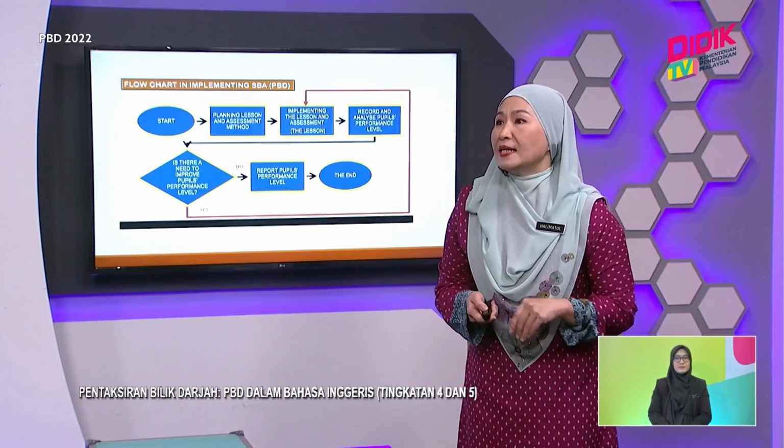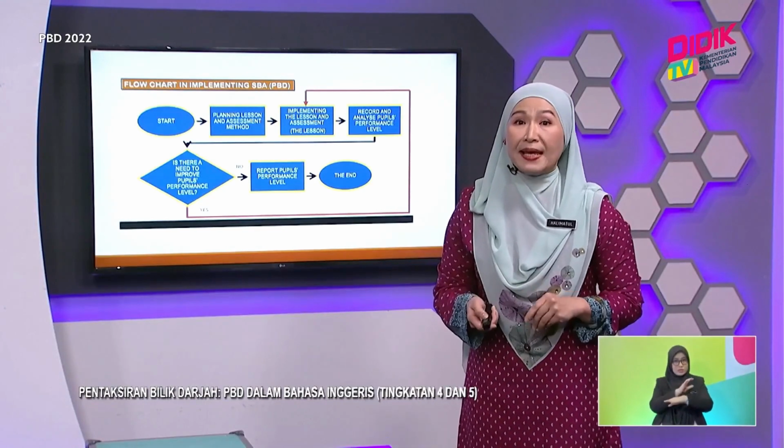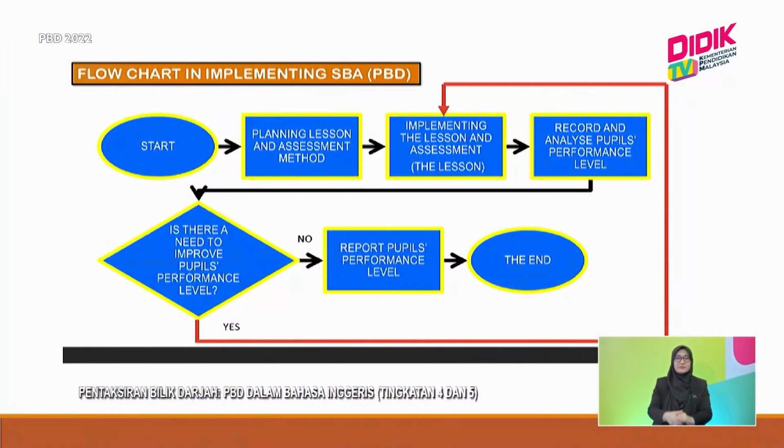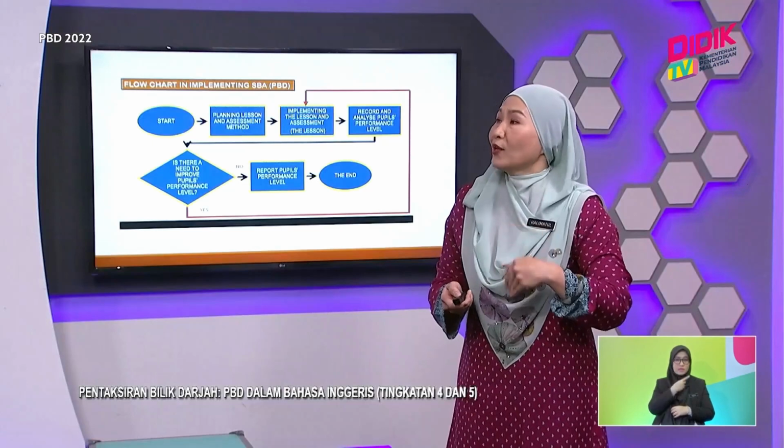Okay, a flow chart in implementing your PBD or SBA in English. You plan a lesson and an assessment method. You implement it, which is carrying out the lesson itself. And you record your pupils' performance level. Then you check and see, is there a need to improve their performance level? If yes, then you have to redo it again, as you can see on the chart. If your pupil has achieved your target, then it's okay. Report it and you move on.